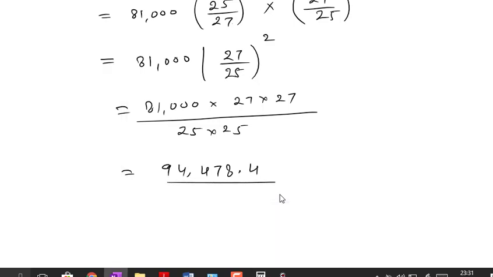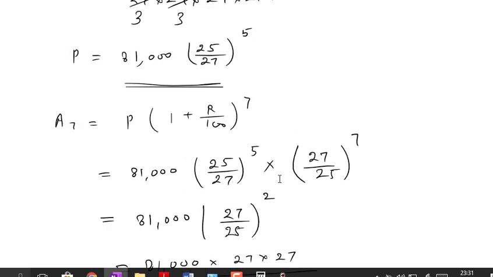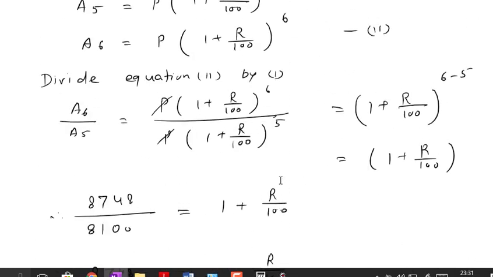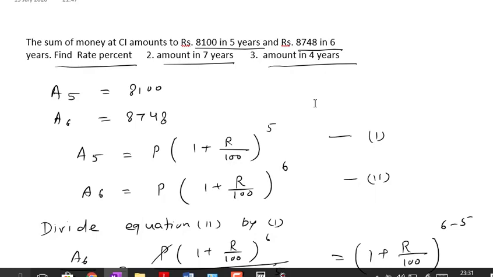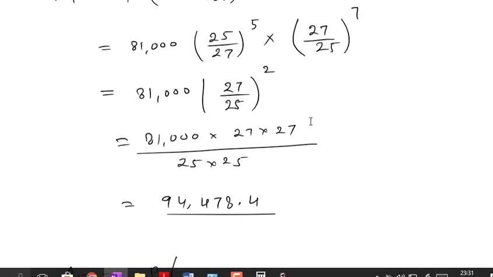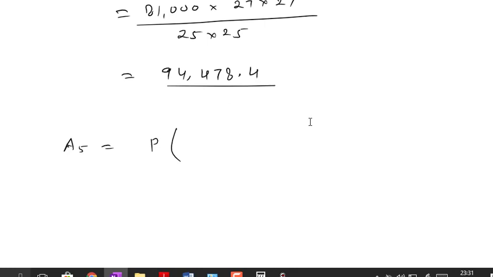This is the amount after 7 years, and the amount after 5 years, that is A5. What we have to find is the amount in 4 years. The amount in 4 years, that is A4, we have to find out. So A4, let us calculate A4. It is P, A4 is P into 1 plus R upon 100 the whole power 4.